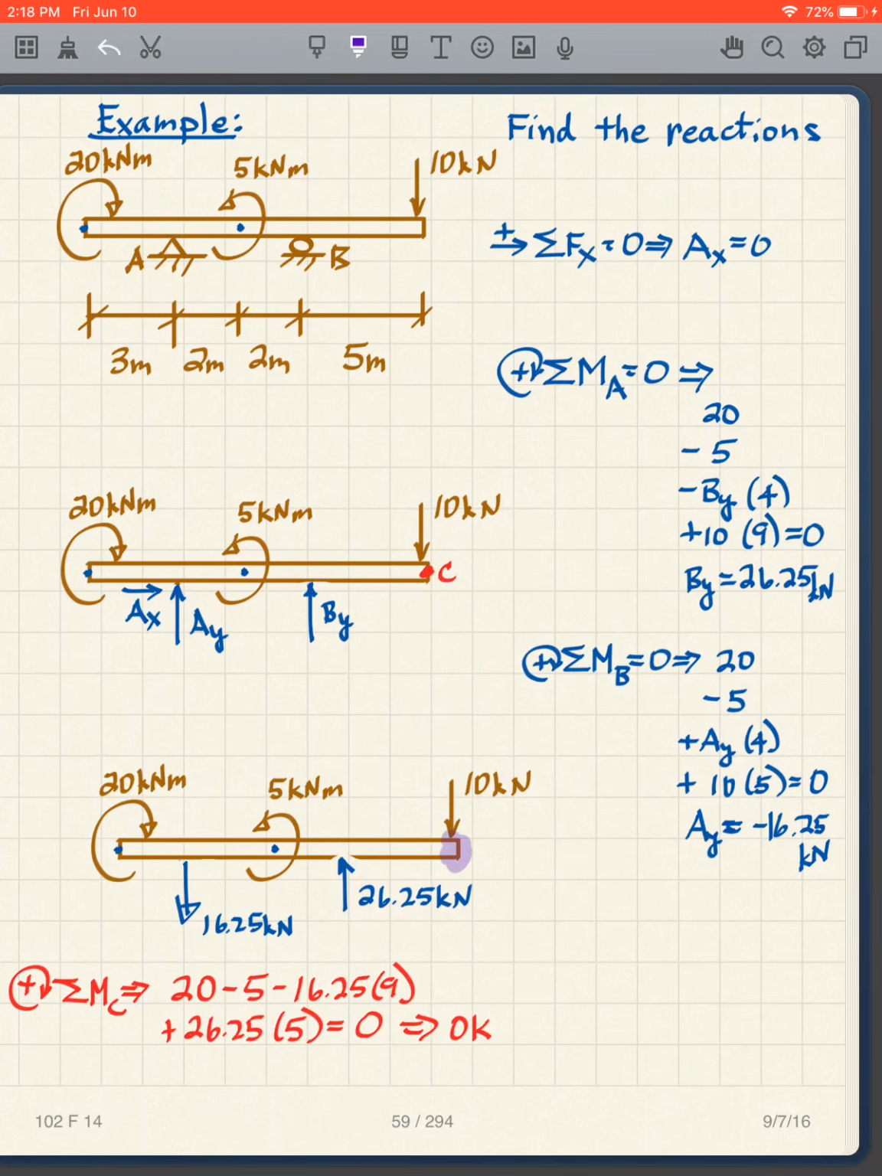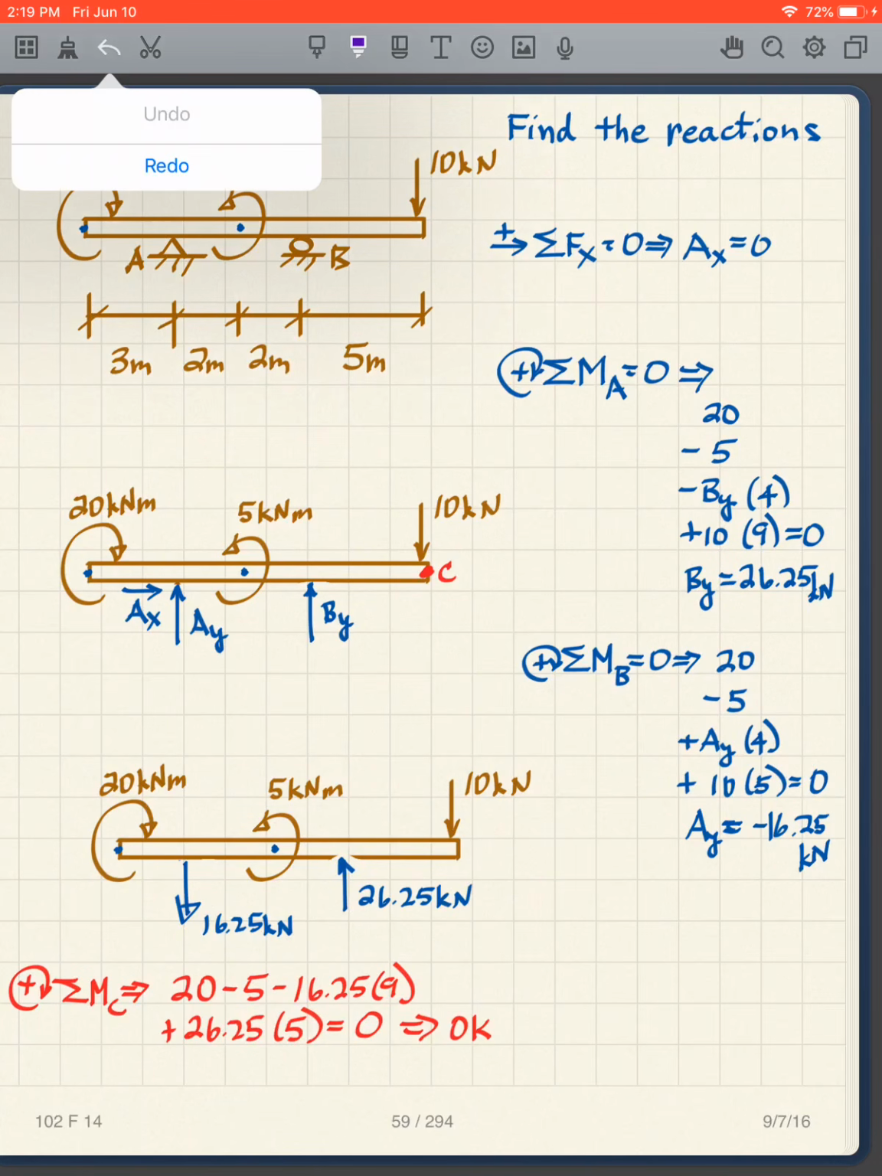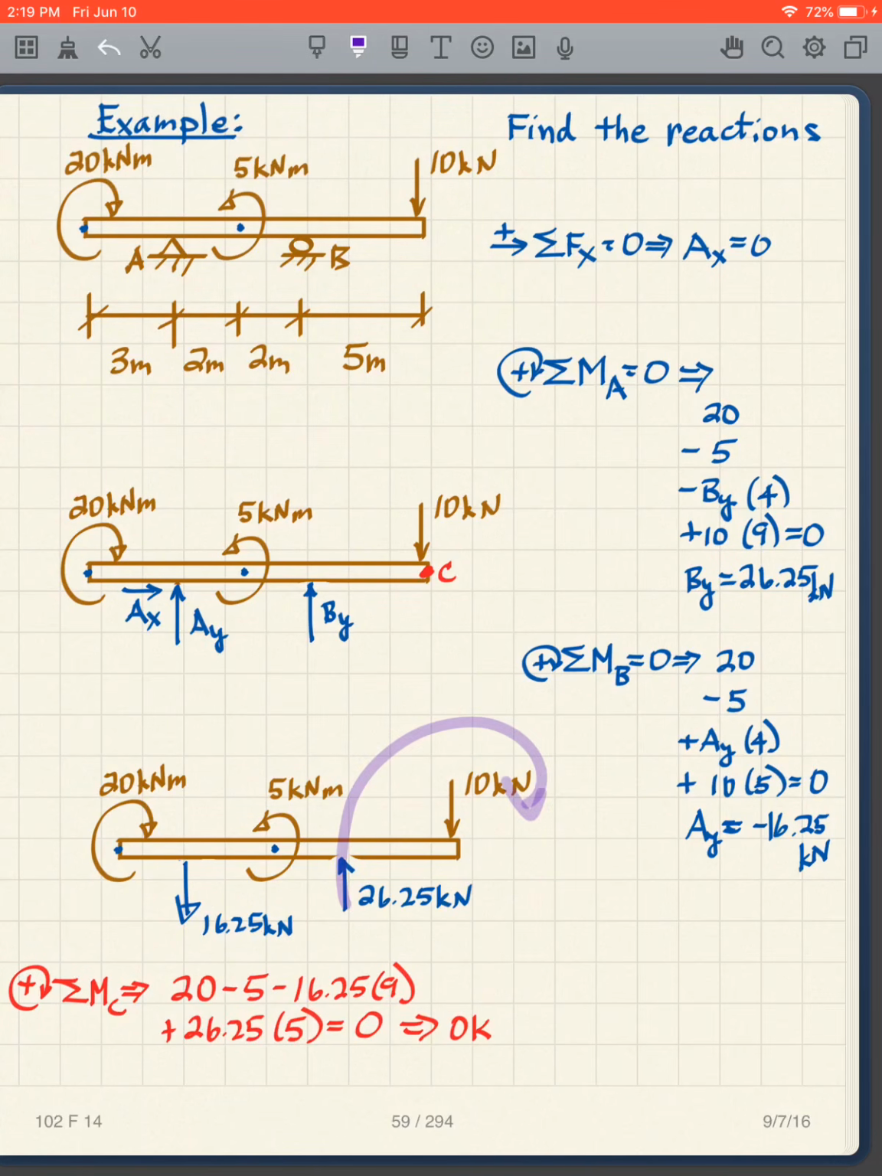This point here, and what do I have? I have the positive 20 there. I have the negative 5 there. And then I have 16.25 times 9. It's a negative, because it's counterclockwise about point C. And I have 26.25 times 5. And all of those moments should be equal to 0. I multiply all this out and add and subtract it. I do get 0, so it's okay.